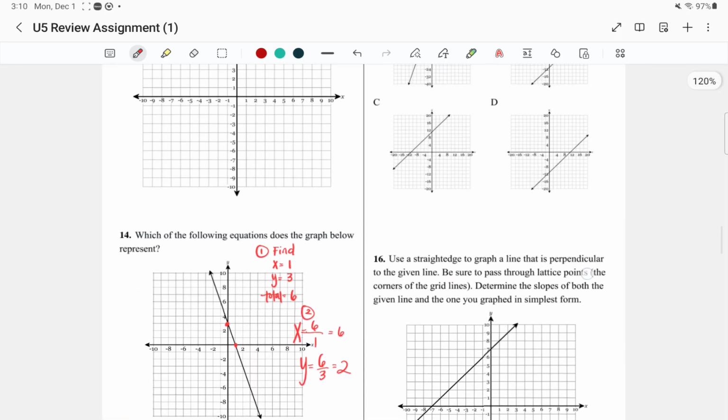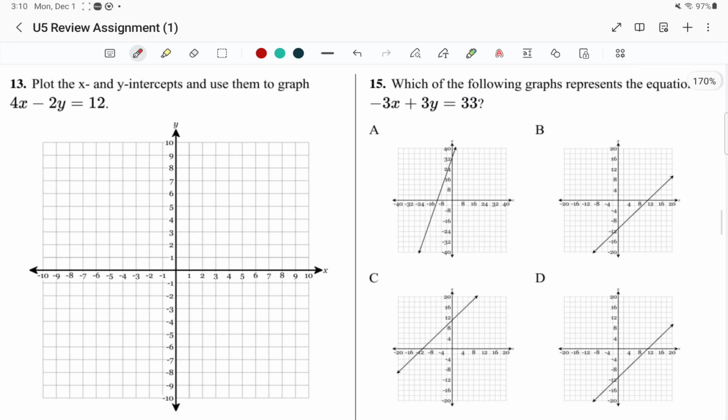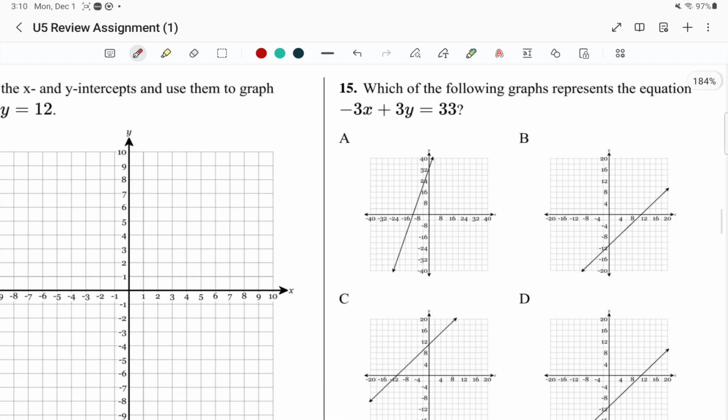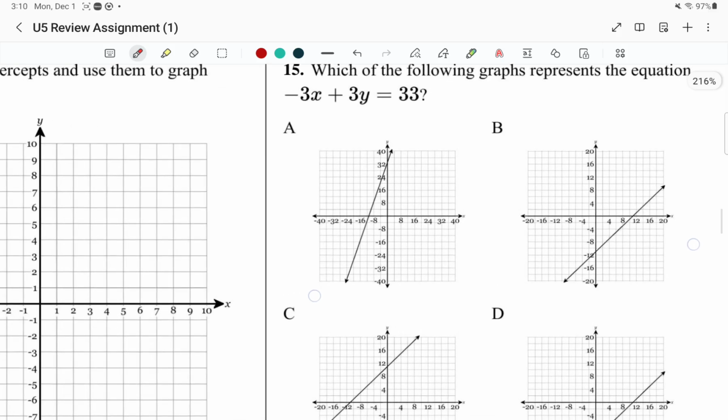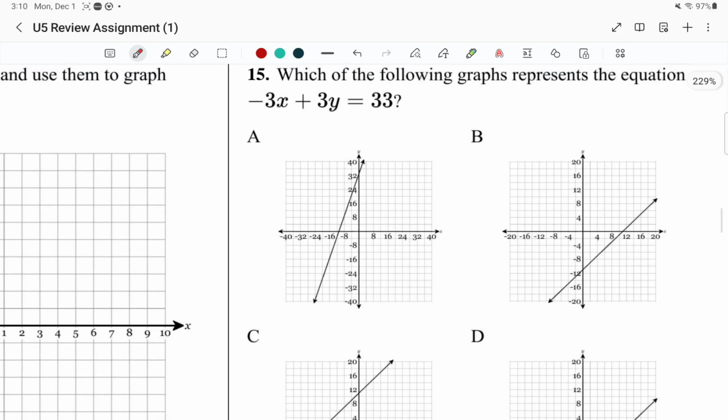So there's that. And then here's the other one. It's the same section on Delta Math, but it's a little different. And this is just graphing the intercepts again.